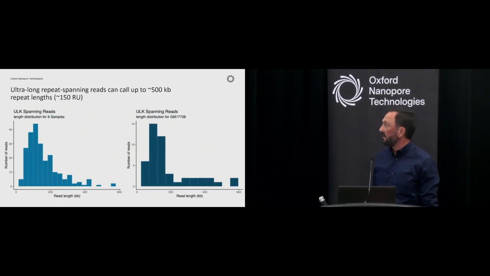This is a look at the read length distribution for our ultra-long reads. So this is for all of the samples that we did, and then this is for one particular sample where we had the longest read. We had a 566 kb read in one sample that was spanning the entire D4Z4 array. So that's basically up to 150 repeat units, which is about as long as these things can go. So you can get those from the ultra-long reads.